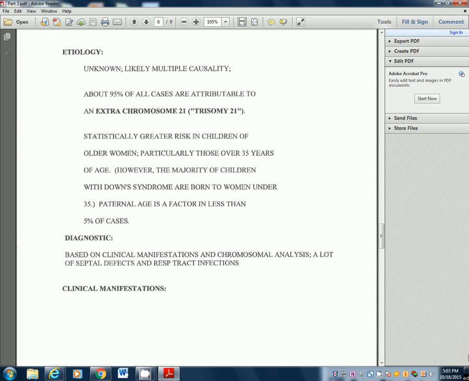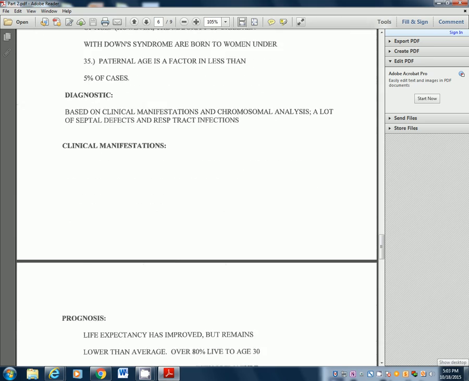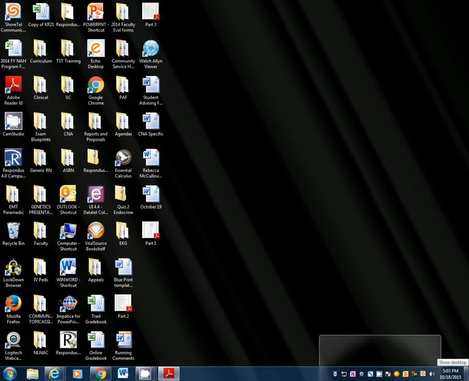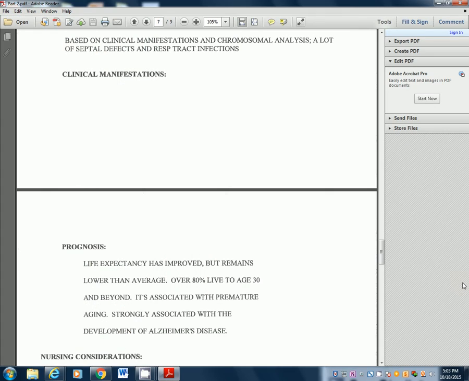Diagnostic-wise, it's based upon clinical manifestations and chromosome analysis, with a lot of septal defects and respiratory tract infections. As far as clinical manifestations, there's a large box on page 577 in your book. But the child in the picture shows you the most common on page 576. It says Down syndrome in an infant.